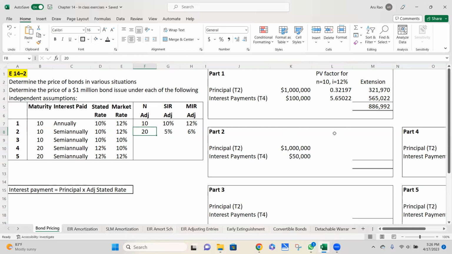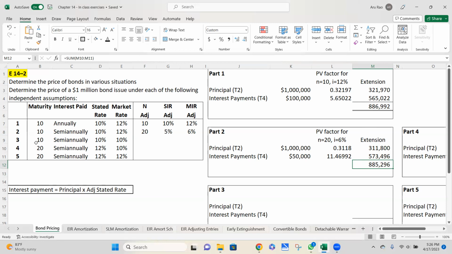Now, when I look up the time value of money table, I'm looking at N equals 20 because that's the adjusted number. I equals 6% because that's the adjusted number. Look up these factors. Again, do the extension and then add them up. Again, you will come up with a number that is smaller than the $1 million you're borrowing. And in fact, it's slightly lesser than even the first case, the money that you're getting. That's because of the present value calculations.